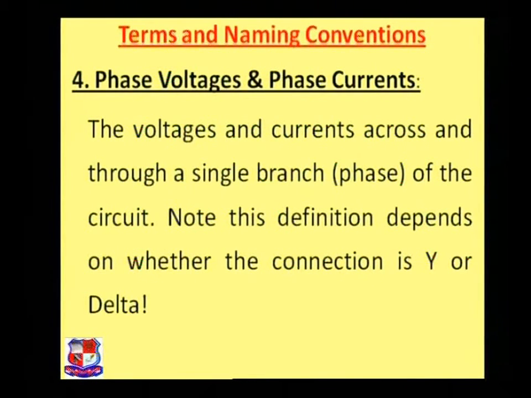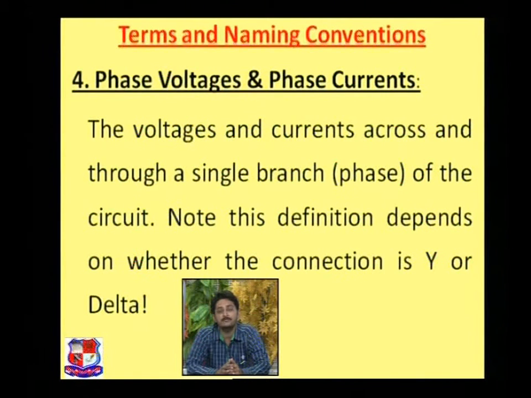Now the phase voltage and the phase current. We are just going through the phase. Whatever the value of the phase voltage and whatever the value of the phase current, these are the phase voltage and phase current across any single branch of the circuit. Now this is the definition, and it depends on the configuration, whether you are preferring the Y connection, or the star connection, or you are preferring the delta connection.